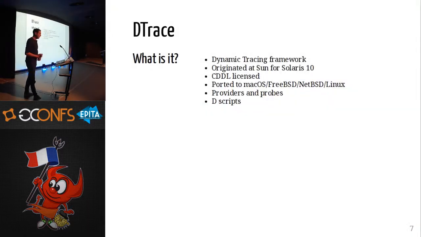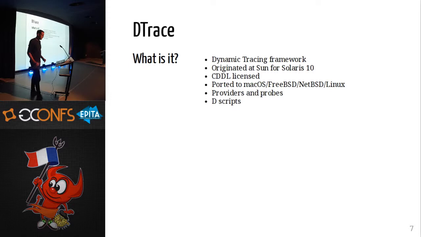So what is DTrace really? It's, as the name implies, a dynamic tracing framework. The way it works is that it's using minimal impact probes, which don't have any effect when DTrace is not enabled, and have as small as possible an effect when it is in place.